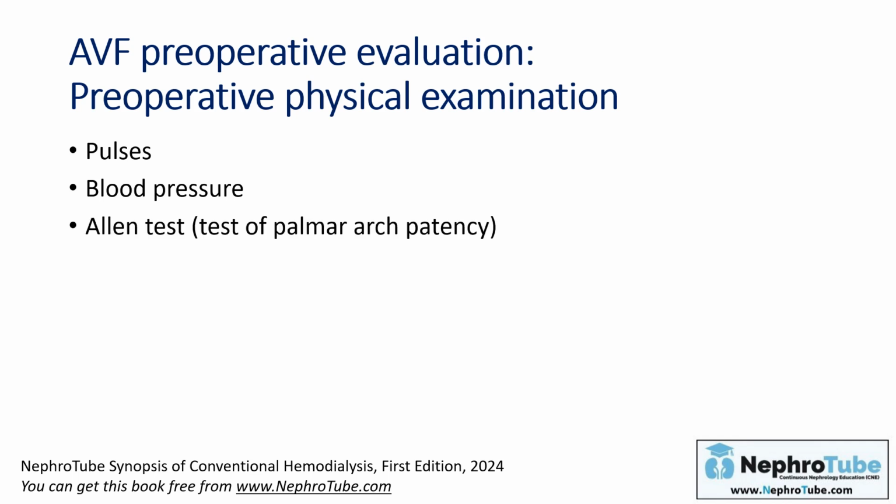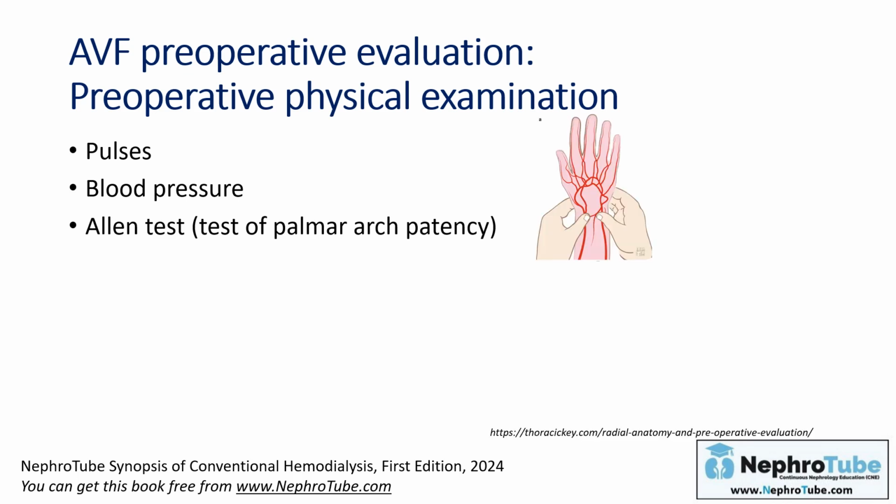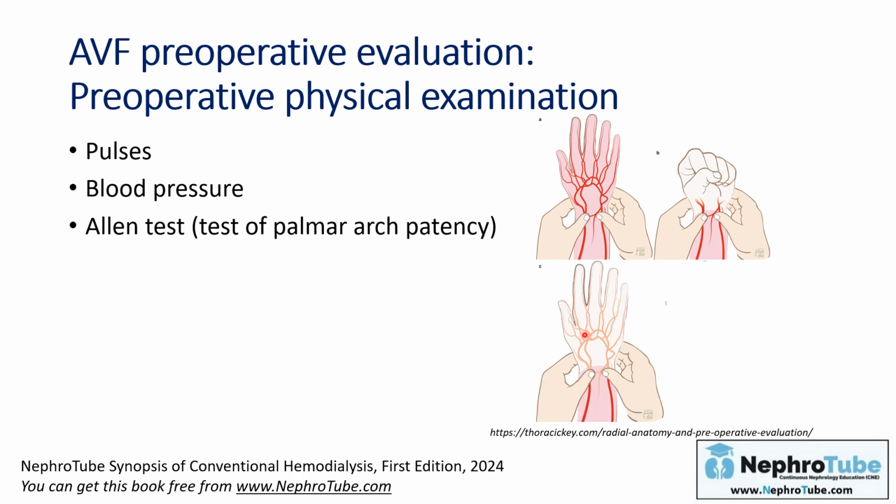Then you have to do what is called the Allen test. The Allen test is important to test palmar arch patency. This test will measure the collateral flow between the radial and ulnar arteries at the palmar arch. How is this test done? First, you have to occlude both the radial and ulnar arteries at the wrist of the patient. Then ask the patient to firmly compress his fingers. Then you will find his hand, his palm, is blanched.